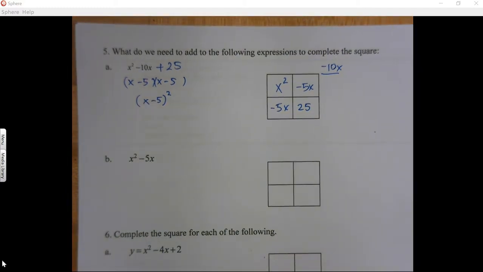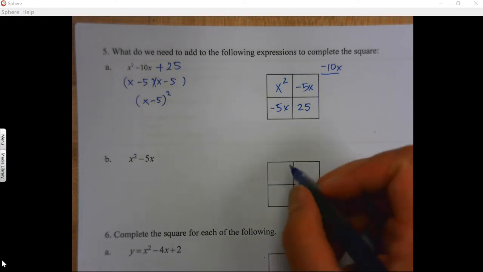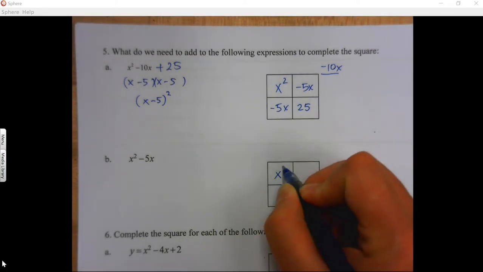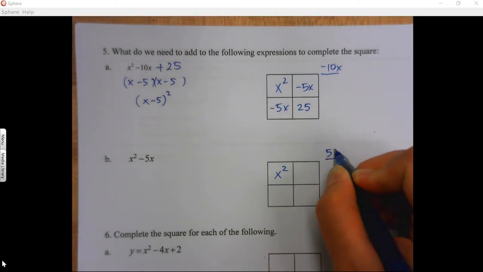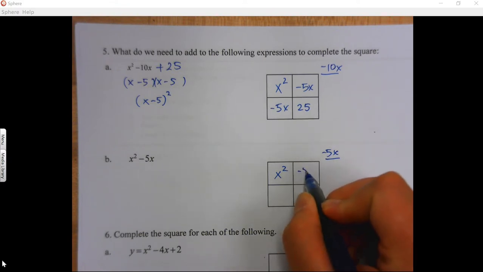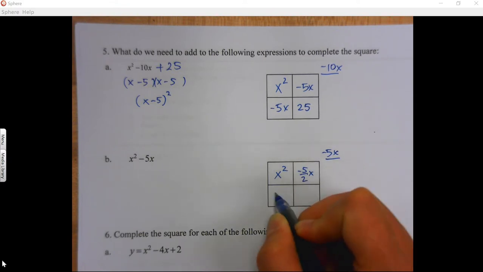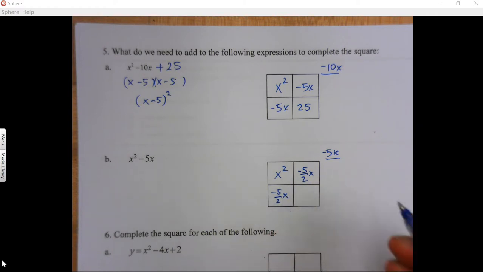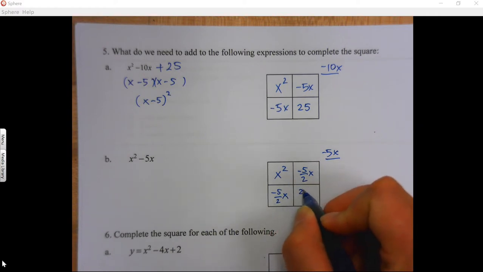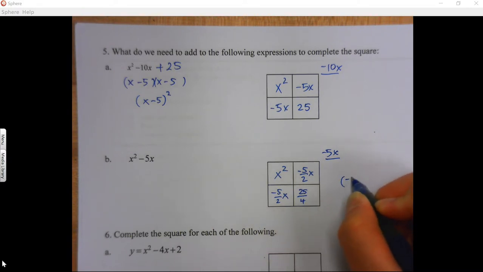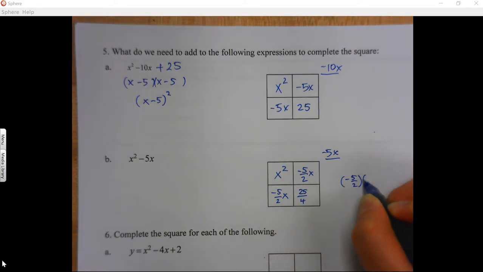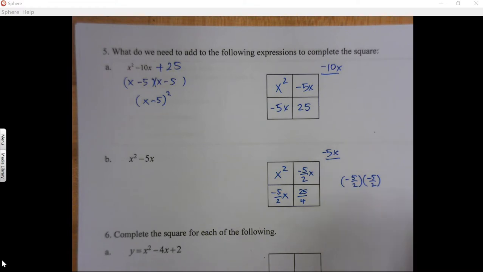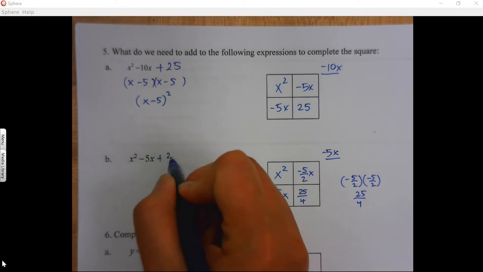Part B is a little harder with the x squared minus 5x. I'm still dividing that 5 in half. So I have a negative 5x. When I divide it in half, it does leave a fraction. I have negative 5 halves x, negative 5 halves x. In both of those, I multiply those negative fractions together to get a positive 25 over 4. So again, that's a negative 5 over 2 times a negative 5 over 2. When we multiply our fractions together, we multiply straight across, 25 over 4. So I'm going to add my 25 over 4.